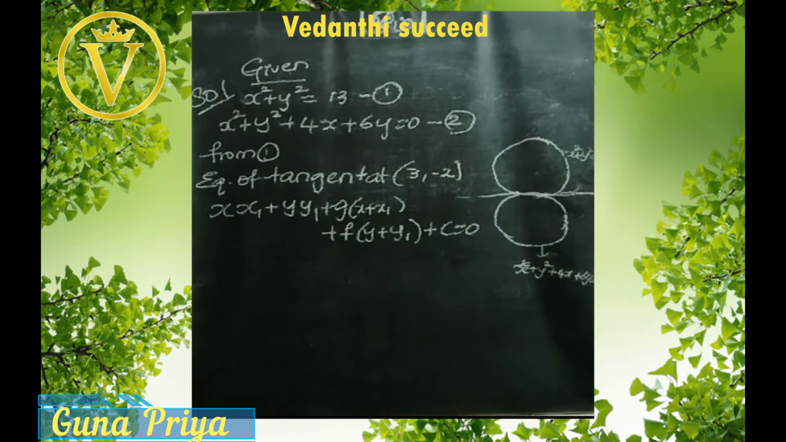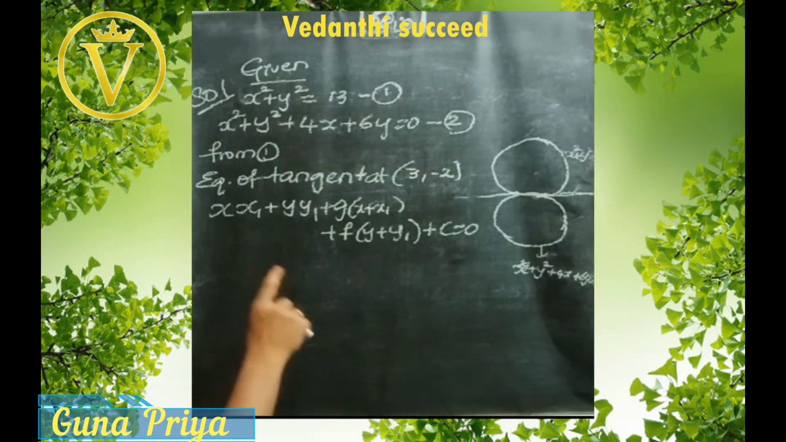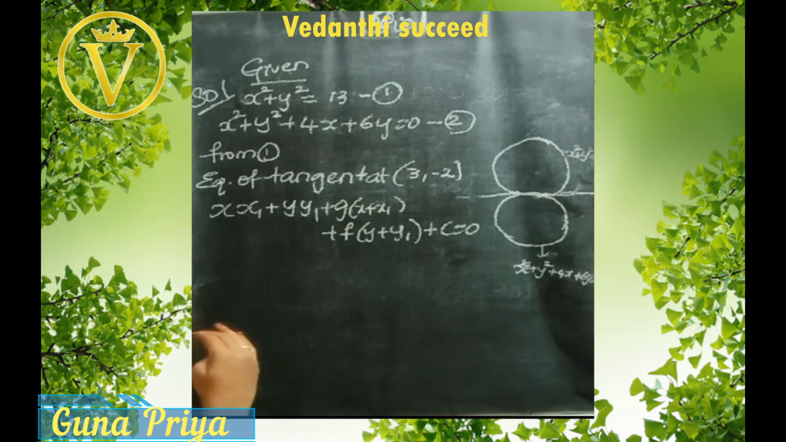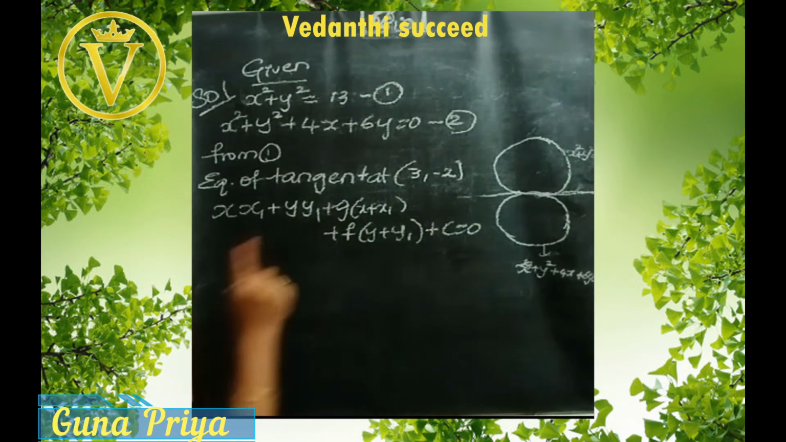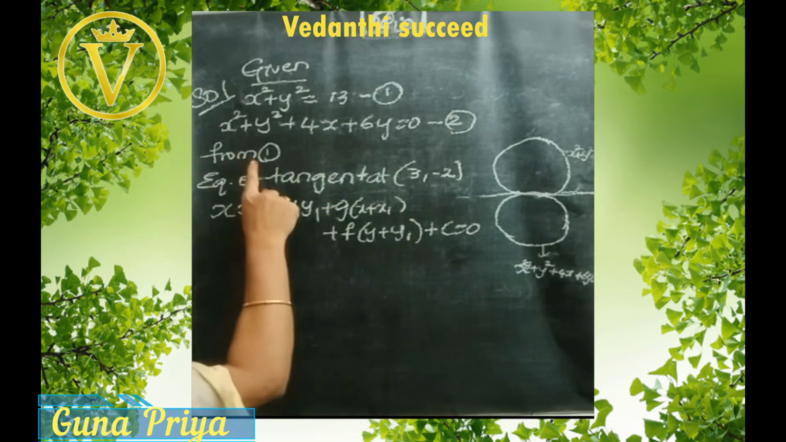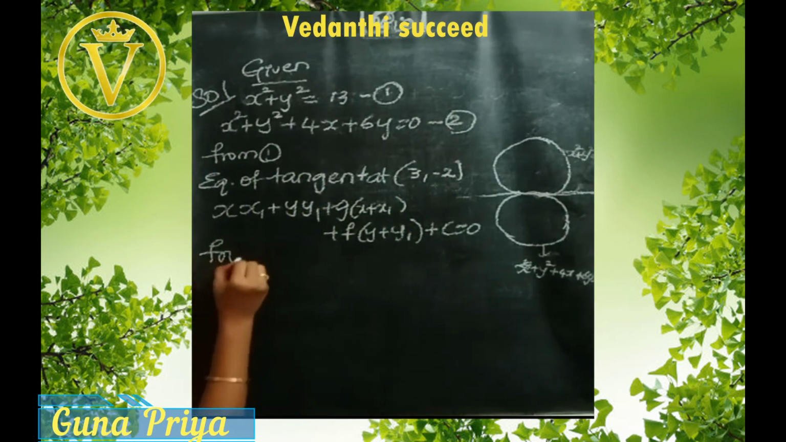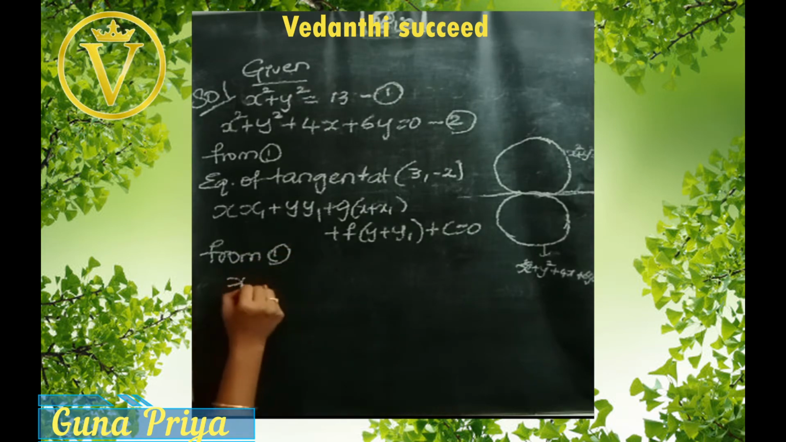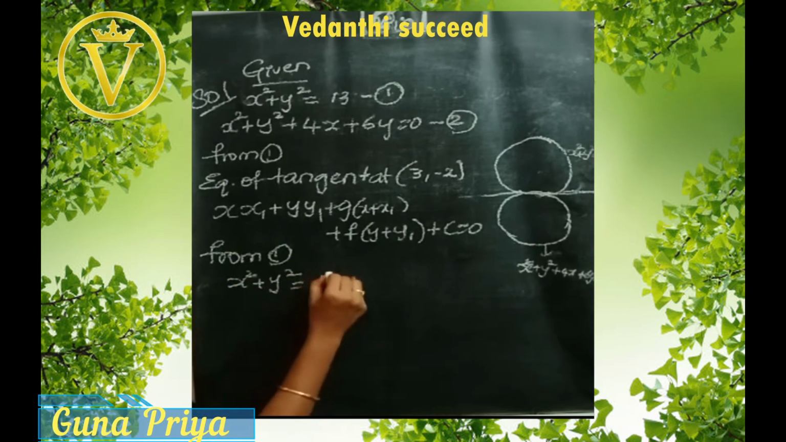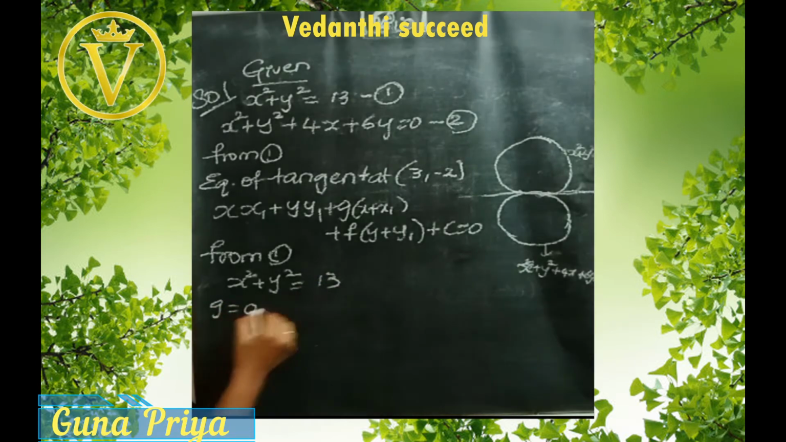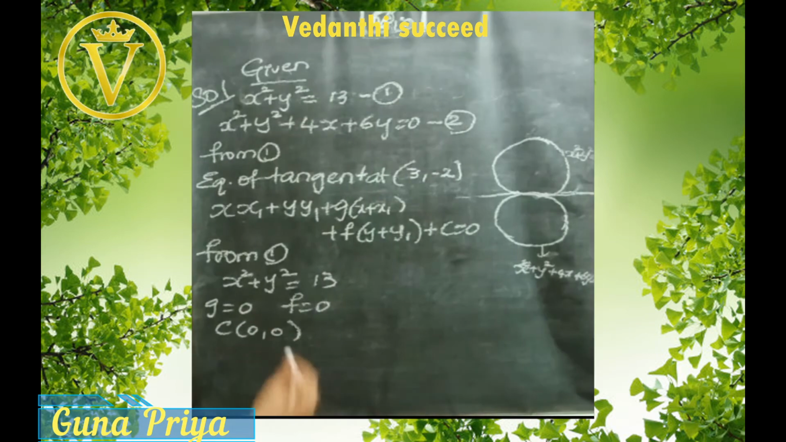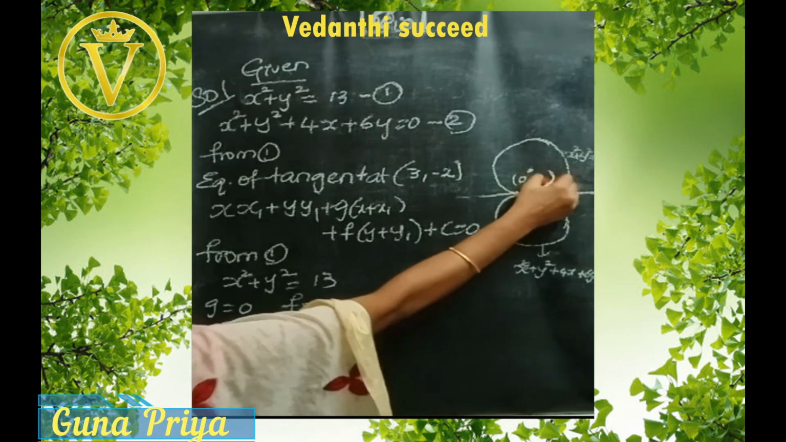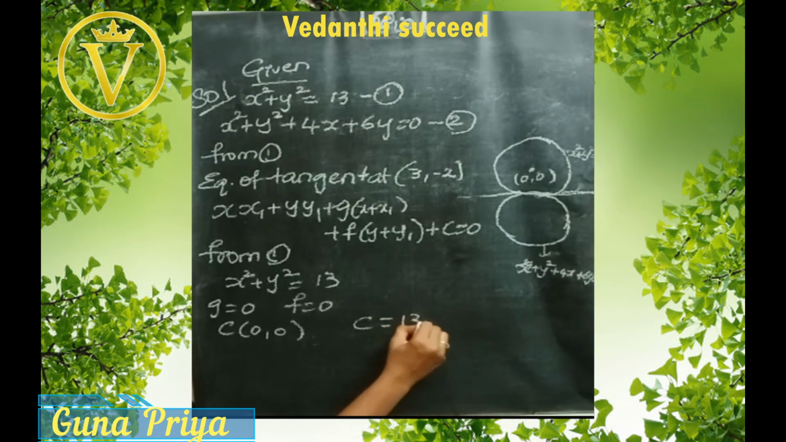Already we have discussed this equation in the before section. If you want to see that section, I will give the link in the description box. What are x1 and y1? This is x1 and y1. What are g and f? From the first equation, x square plus y square equals 13, g is 0, f is 0, so the center is (0, 0), and c is 13.